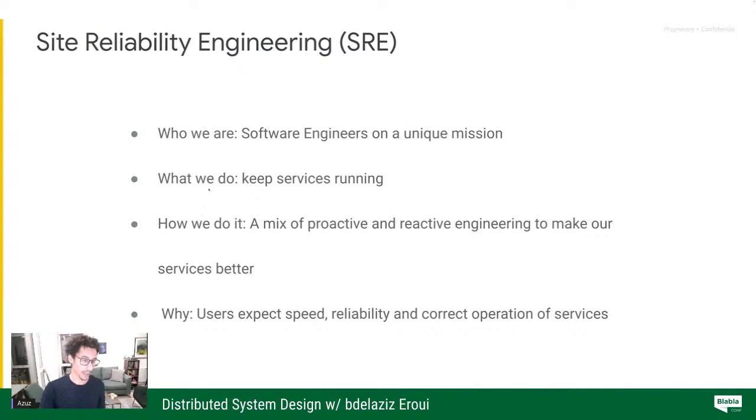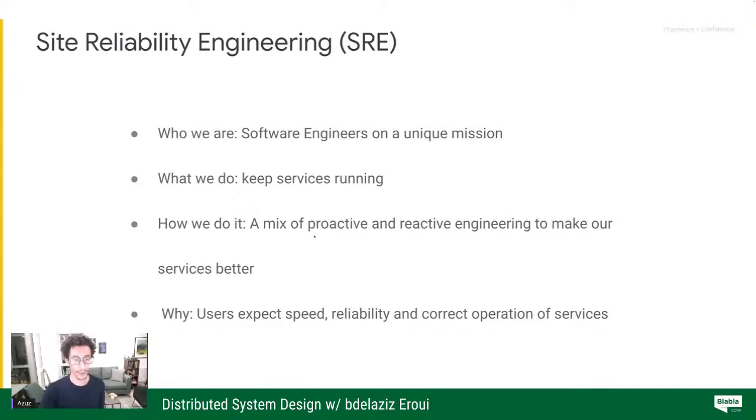We have to keep the service running smoothly, 100% of the time. Users expect the internet to be available, and you have to be sure the service actually works as expected for users. And how we do this is through proactive and reactive engineering.